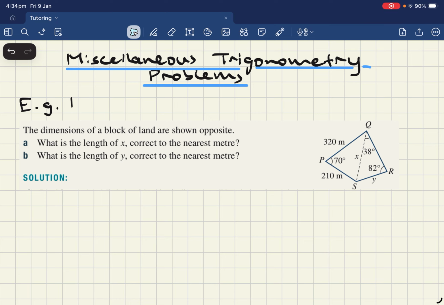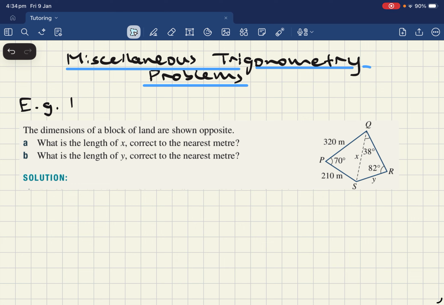So in this video, we're just going to apply all of the different trig equations and rules, sine rule, cosine rule, and regular right angled trig to answer a few miscellaneous trigonometry problems. So there's going to be two examples where we're going to apply some of these things that we've learnt.